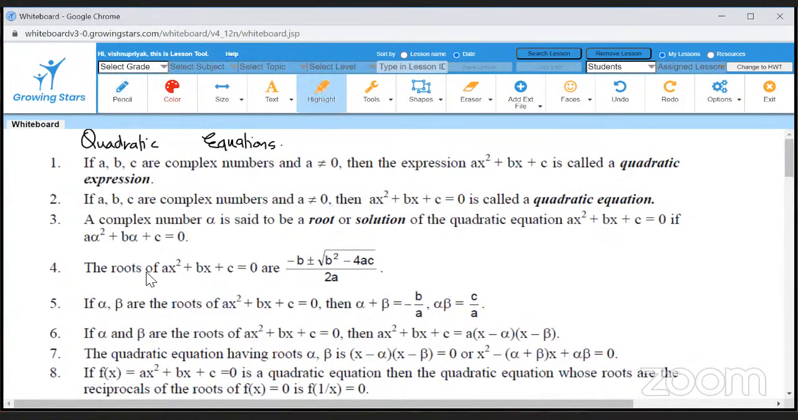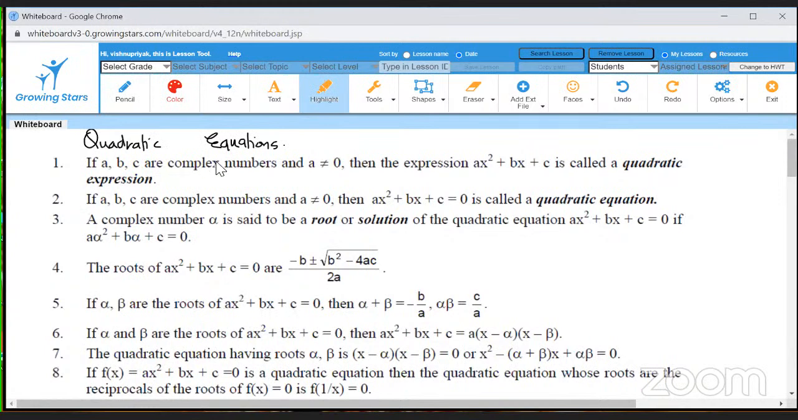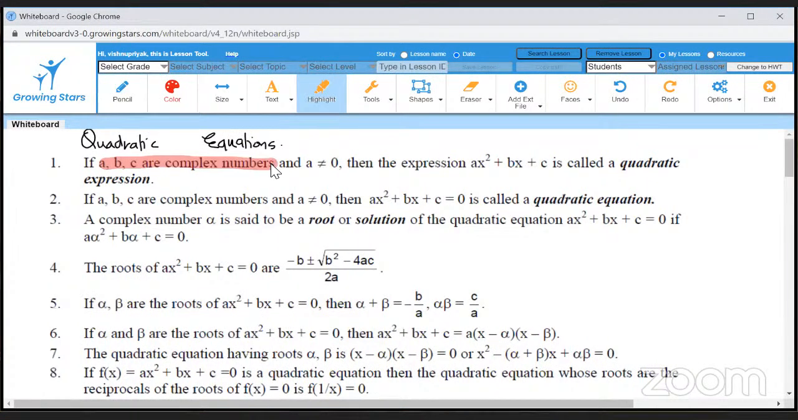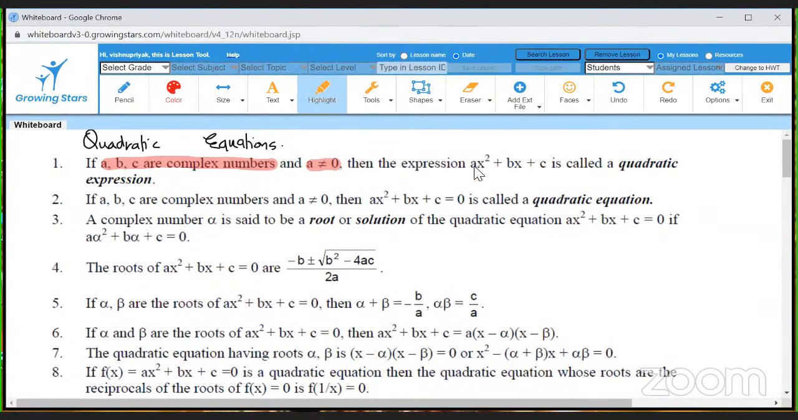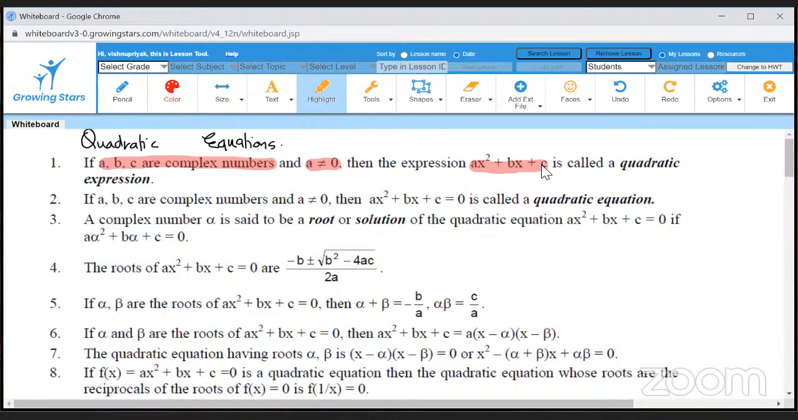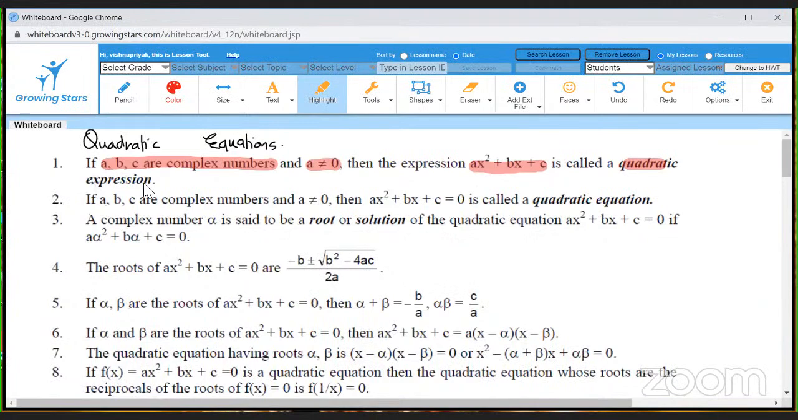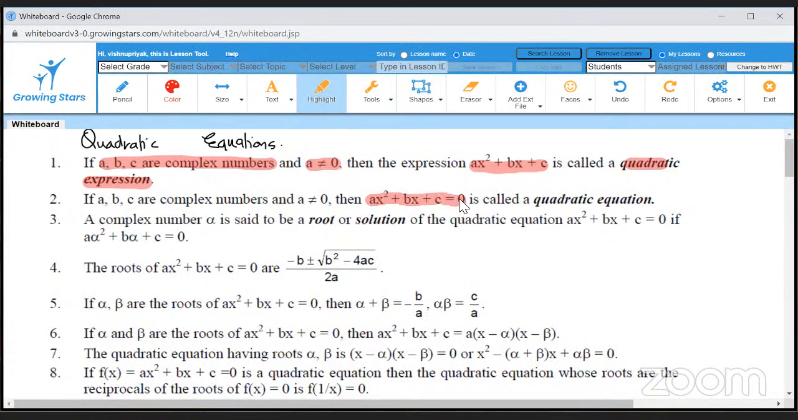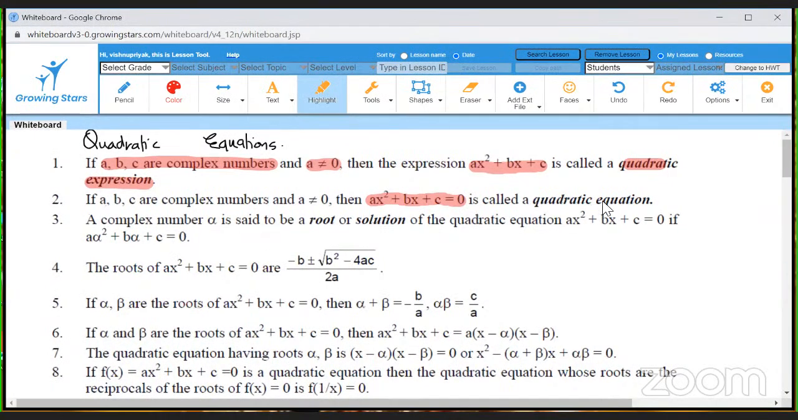The first one, you can take a, b, c complex numbers. But remember, a should not be 0. Then you can call ax square plus bx plus c a quadratic expression, not equation, just expression. But suppose you take ax square plus bx plus c equal to 0, then that will become a quadratic equation. So that is the difference between a quadratic expression and a quadratic equation.